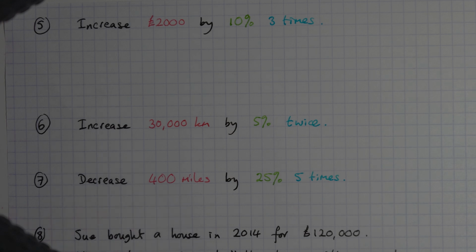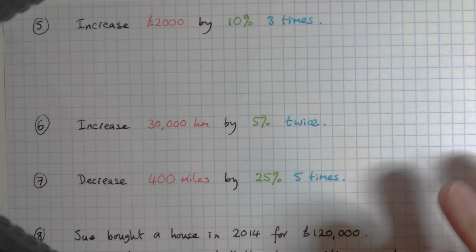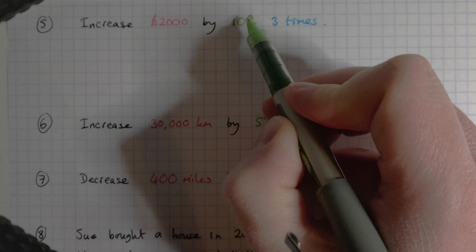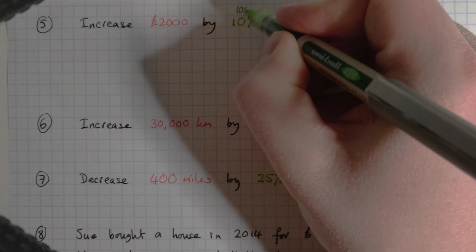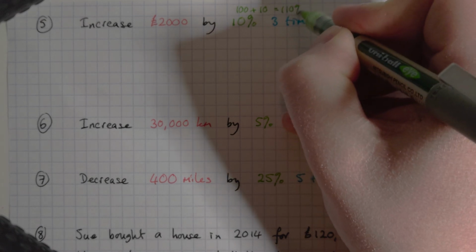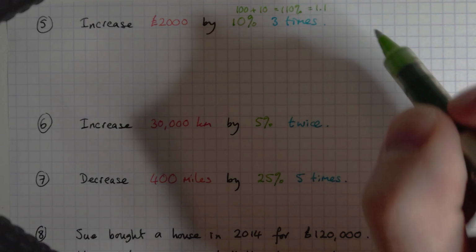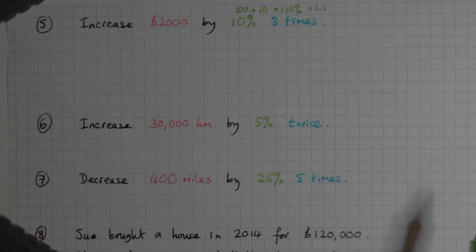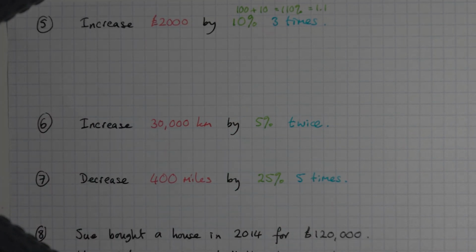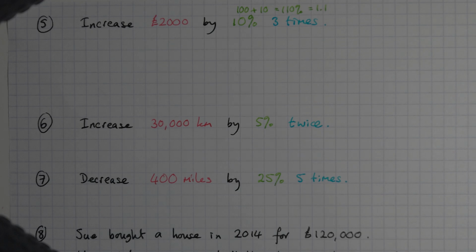So if I want to do this one here, think about this 10%. I'm doing an increase, so start with 100%, add another 10%. And that's going to give me 110%. And so 110% as a decimal, that's 1.1. If you divide that by 100, you get 1.1. So if I wanted to increase 2,000 by 10% 3 times, I'd have to multiply it by 1.1 3 times.